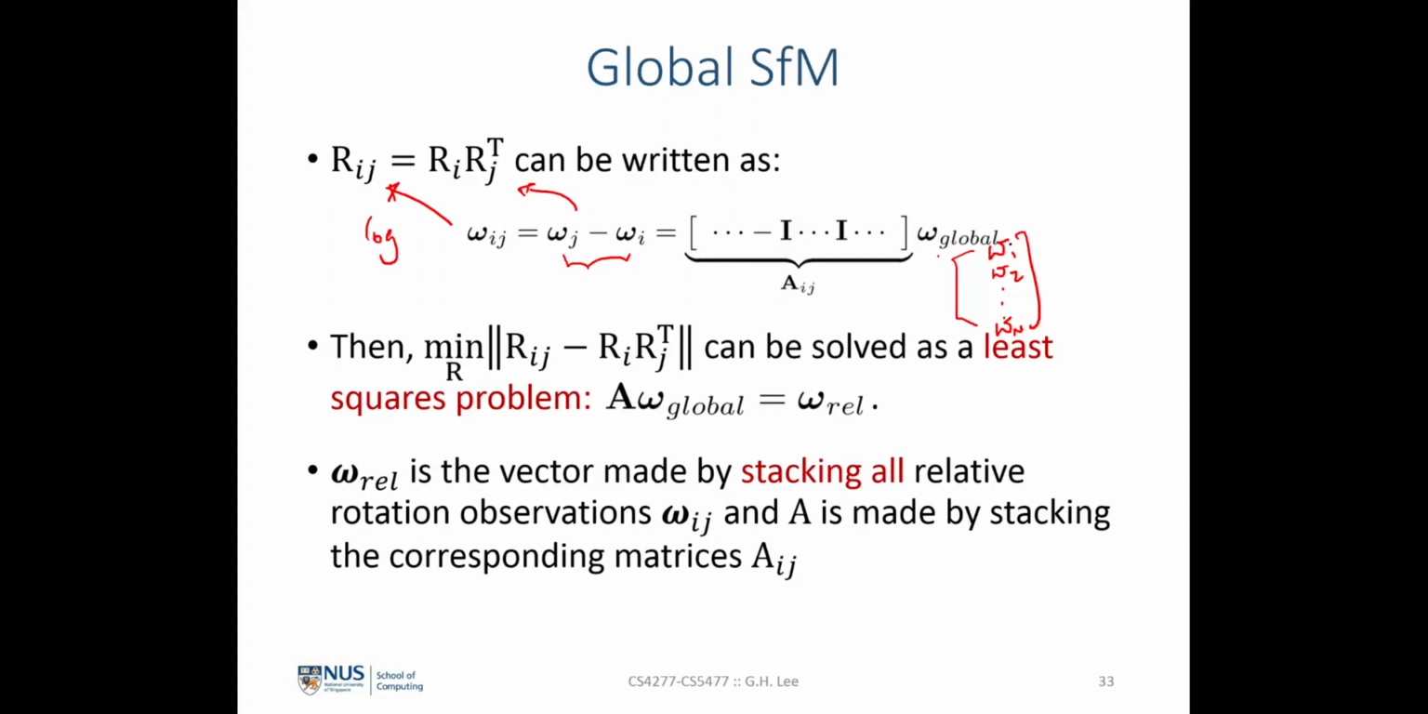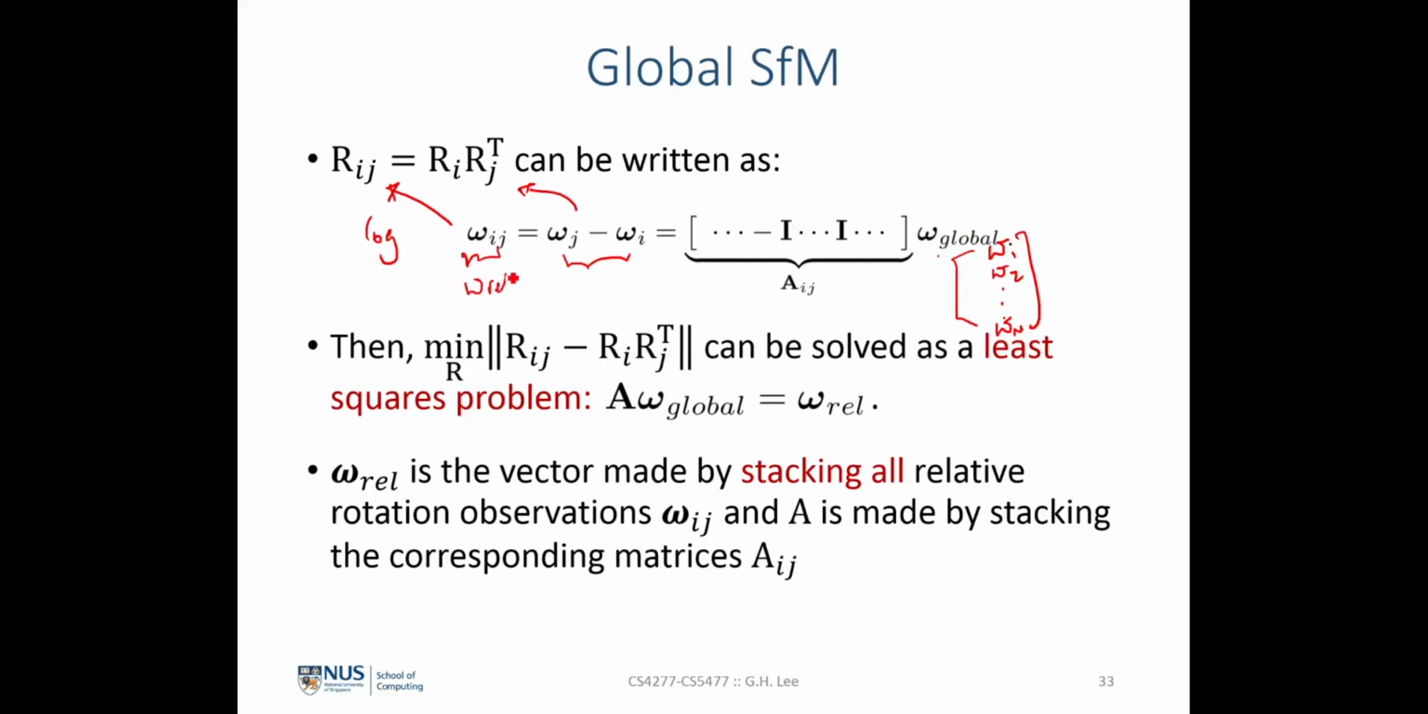And now this particular minimization function over here of Rij can be solved as a least squares problem, because we have simply reformulated it into this linear homogeneous system of equations, and it could be rewritten as A omega global equals omega relative over here.